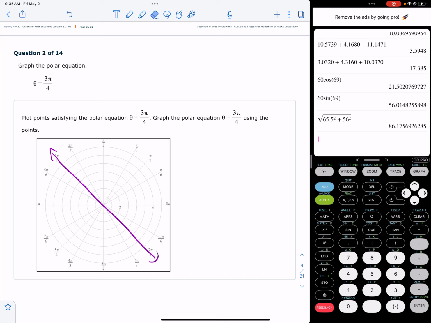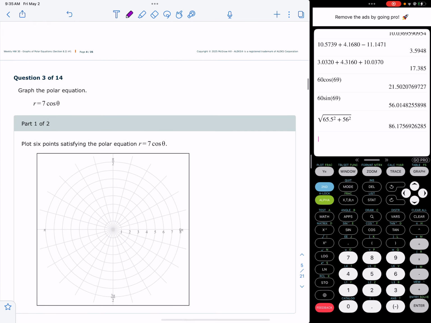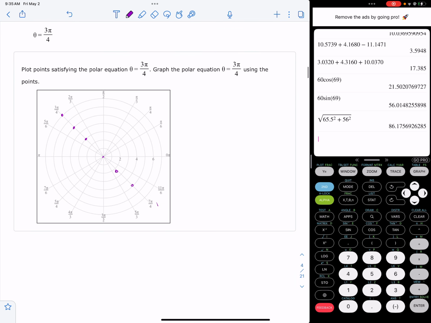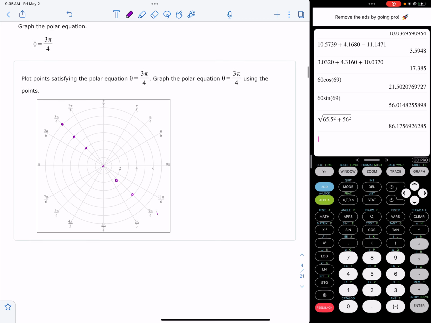Wait, this is the points, I think. Plot points. So you would just put some points here. And then here, oh wait, maybe it's both on the same one. I'm not sure. You'll know when you open it up on Alex.